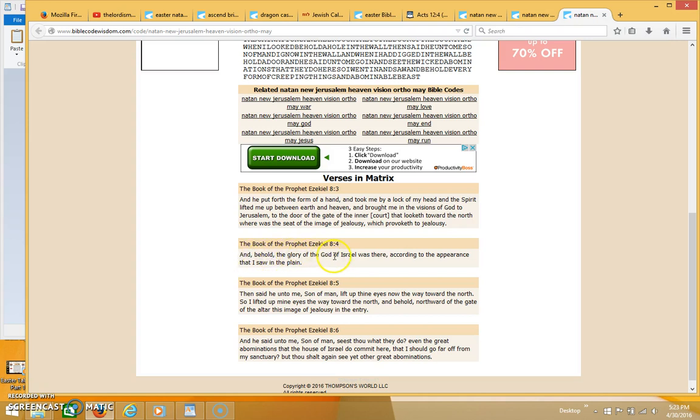And behold, the glory of the God of Israel was there, according to the appearance that I saw in the plain. Then said he unto me, Son of man, lift up thine eyes now the way toward the north. So I lifted up mine eyes the way toward the north, and behold, northward of the gate of the altar, this image of jealousy in the entry. And he said unto me, Son of man, seest thou what they do, even the great abominations that the house of Israel do commit here, that I should go far off from my sanctuary? But thou shalt again see yet other great abominations.